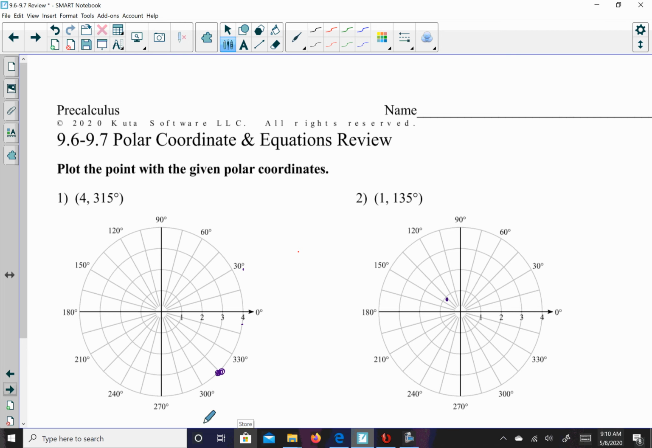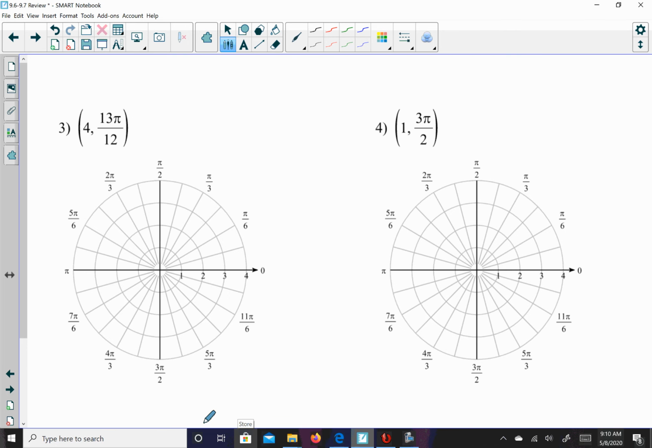The next couple are in radians, so my graph paper is switched to radians. From here to here is pi over 6, well half of pi over 6 would be pi over 12. So each one of these lines is going to be pi over 12. They want 13 pi over 12, so I could count all the way around, or I could know that pi is 12 pi over 12. So the next one will be 13 pi over 12, and I want a radius of 4, which will be that point right there. 3 pi over 2 is on the axis, radius of 1. So I plot that point right there.